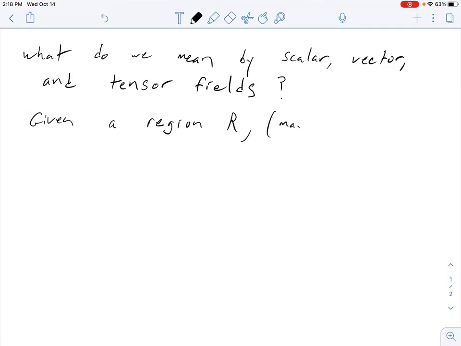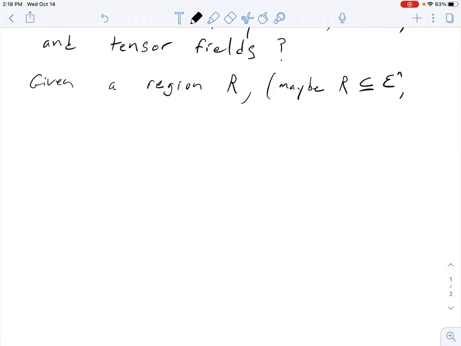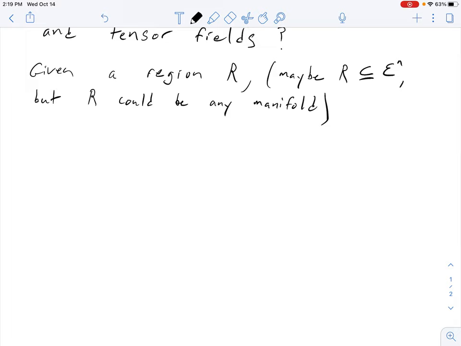So maybe R is a subset or equal to E^n, Euclidean n-dimensional space. But we could have it really be any manifold, I said. A manifold just, again, being something that locally looks like Euclidean point space, so it has a dimension and everything like that, but it might not be able to be globally identified as such. You might not be able to put, say, X, Y, and Z coordinates on the whole thing in a way that makes their gradients mutually perpendicular and all that stuff.